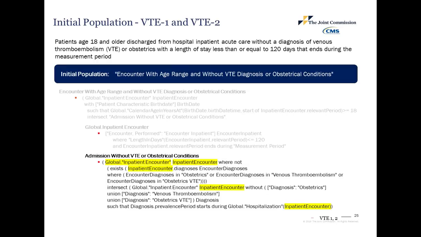In the next definition, admission without VTE or obstetrical conditions, this definition starts with global inpatient encounter. It is the base source for the initial population, so for ease of reference, we assign it an alias, inpatient encounter, and you'll notice highlighted that the inpatient encounter is referenced throughout the expression.